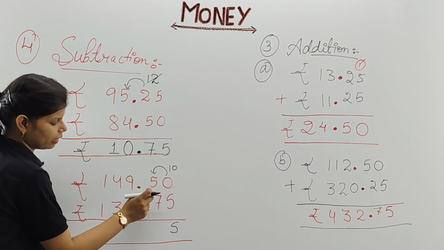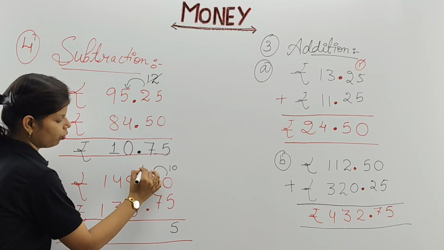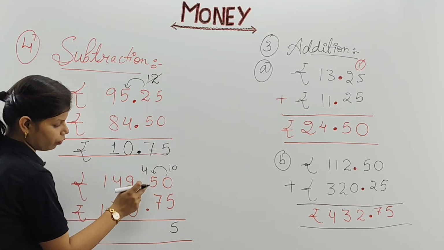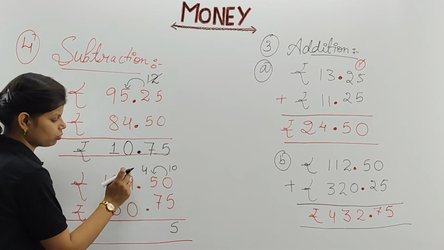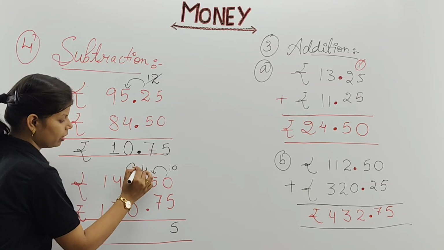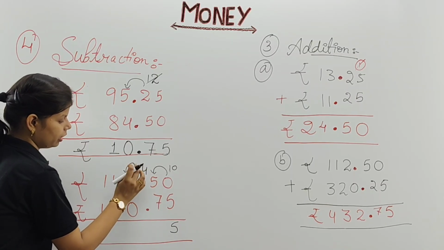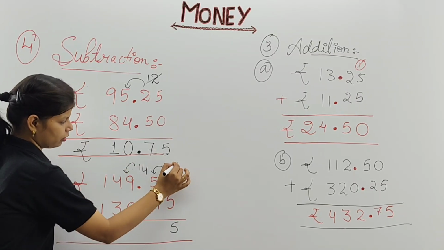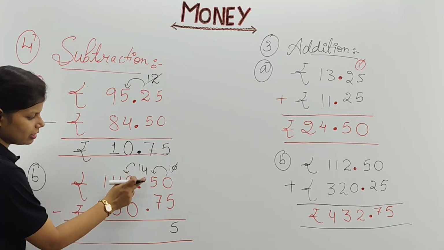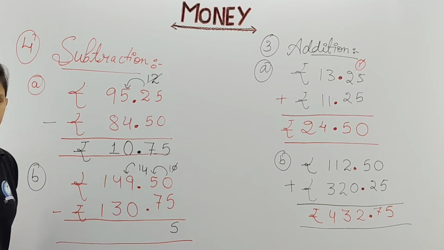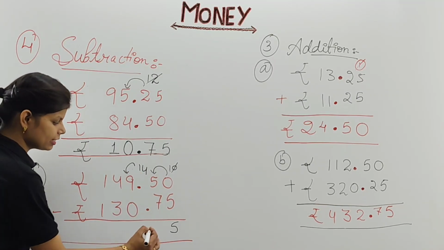If you have given 1 to that one, here it will be 4. And 4 is going to borrow. We cannot subtract 4 with 7, so it is going to borrow 1. And here it becomes your 14. Now this is cancelled. 14 minus 7, you will get 7.